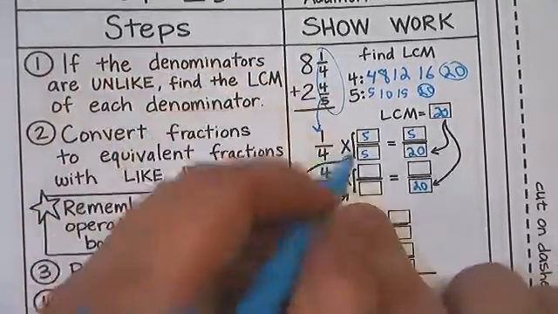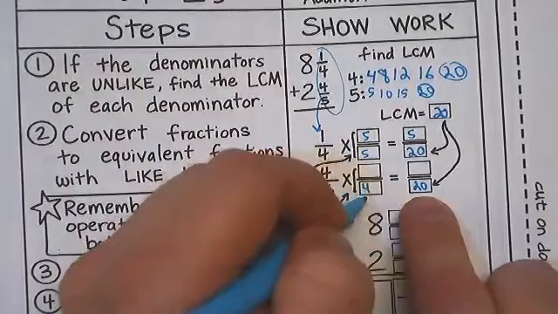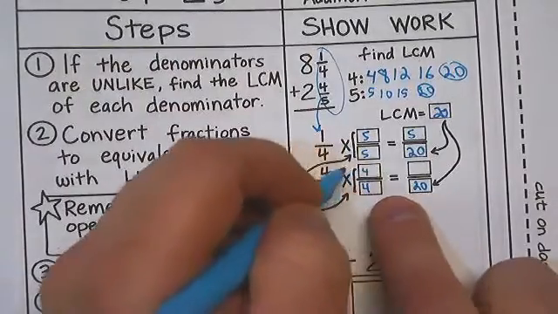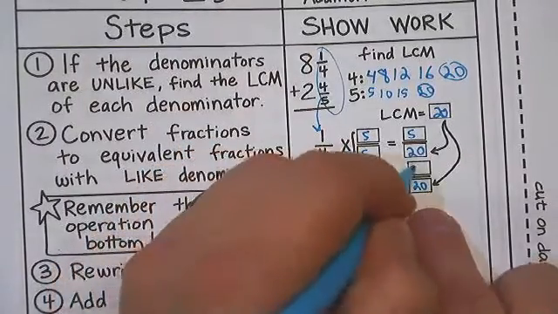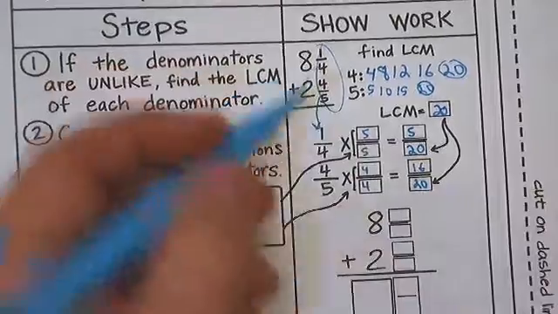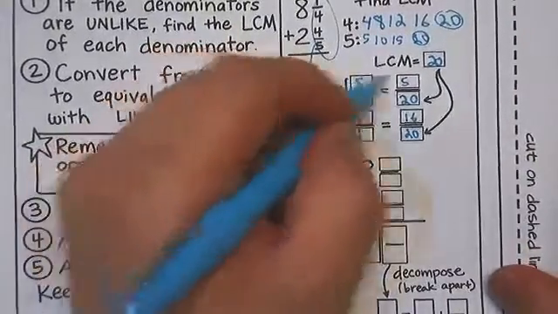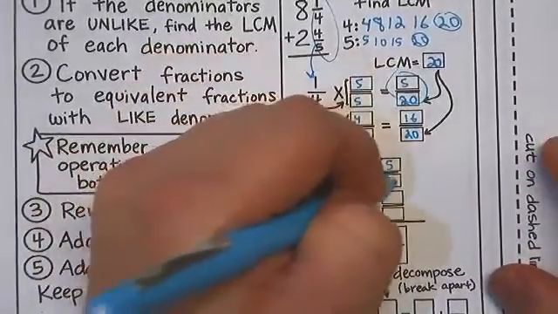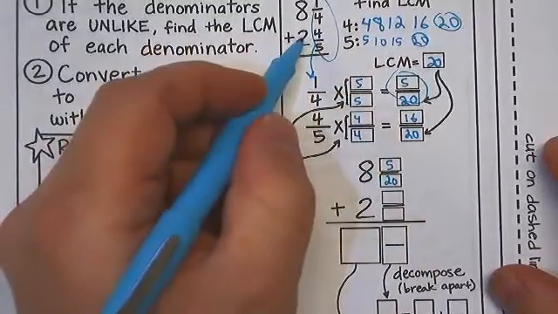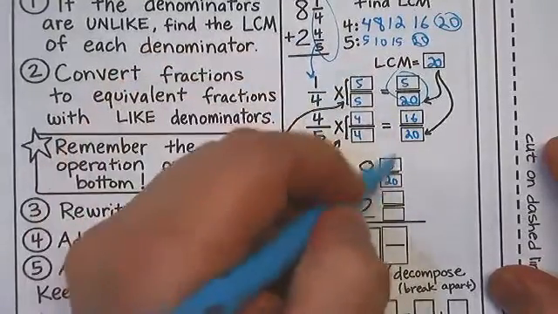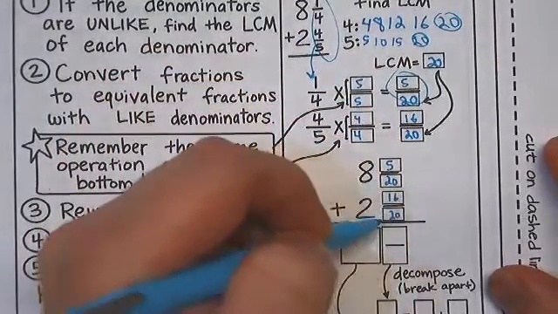All right, so let me get back to here. 5 times 4 is 20, and whatever I do on bottom, I must do on top. 4 times 4 is 16. Okay, so now I can rewrite this. 8 1/4, well, 1/4 is the same thing as 5/20ths, so I'm going to write that as 5/20ths. And then 2 4/5, 4/5 is the same thing as 16/20ths.